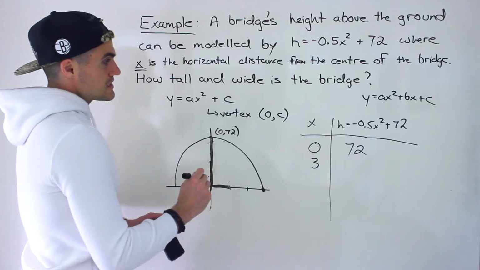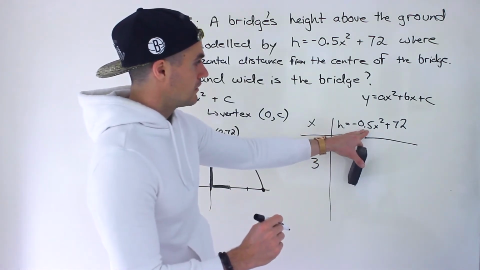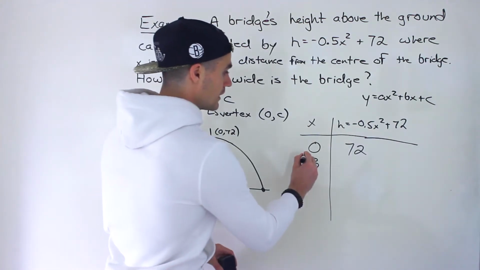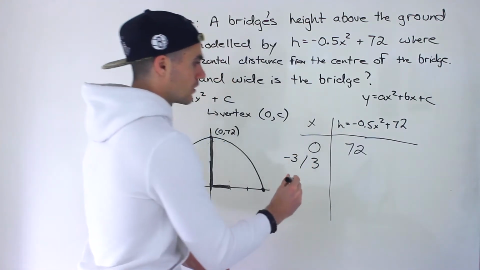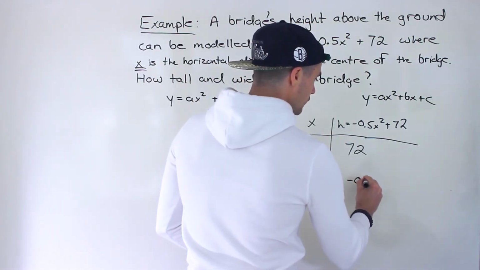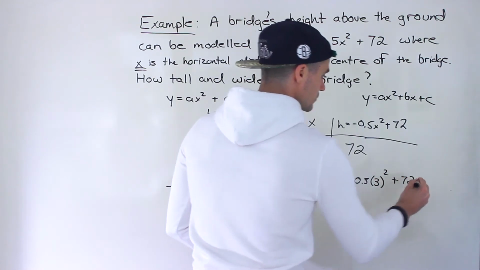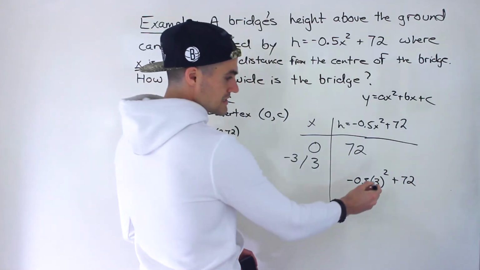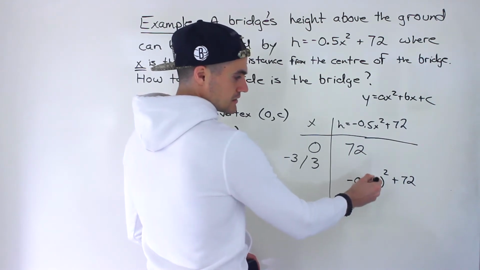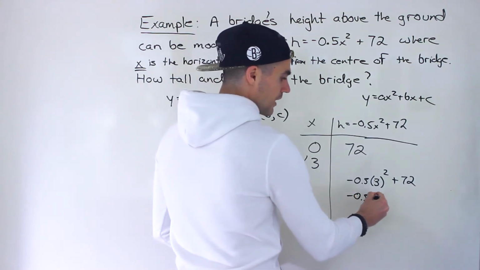Notice that if we take 3 and plug it in here, that's going to give us the same h value as if we plug in negative 3. Because we have negative 0.5 times 3 to the power of 2, plus 72. Whether this is positive 3 or negative 3, this bracket to the power 2 is just going to give us 9 both times.